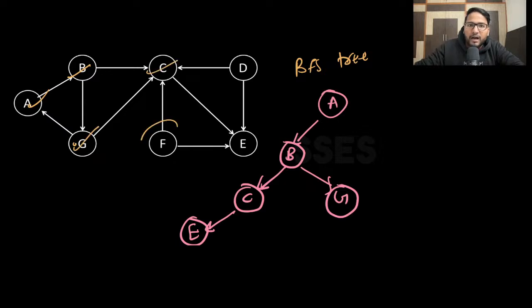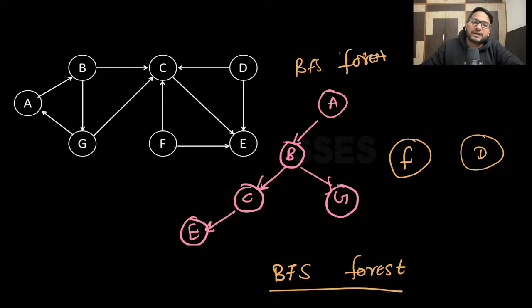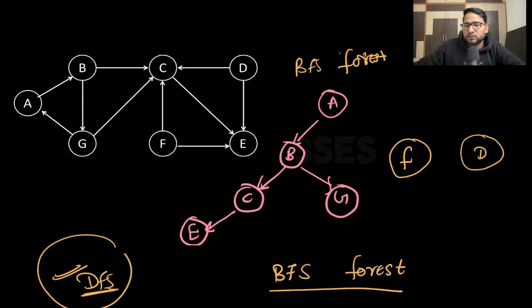I think F and D are not even reachable. So basically this BFS is leading to the forest, not just a tree. The BFS is leading to the forest, right? Which means currently you have not explored all the nodes, but then you need to explore this F also. So you will go to the F separately, and then you will go to the D separately, right? So this is the BFS forest. So here we learn that BFS can also lead to the forest, just like DFS. If you have seen the DFS video, then you will get to understand that DFS can also lead to the forest. So this is about the BFS, which can also lead to the forest.